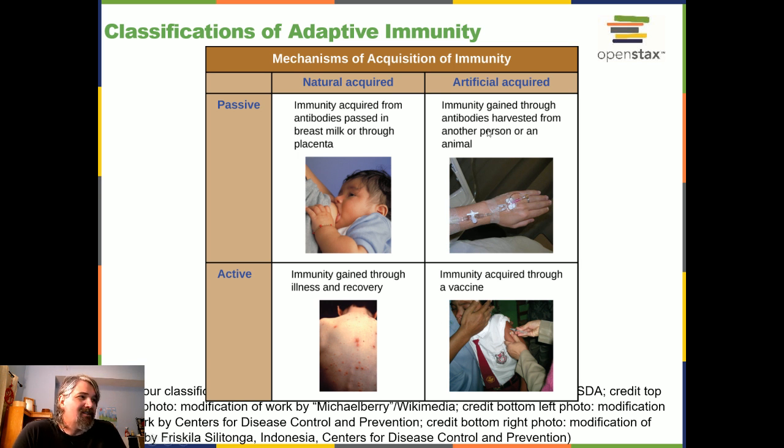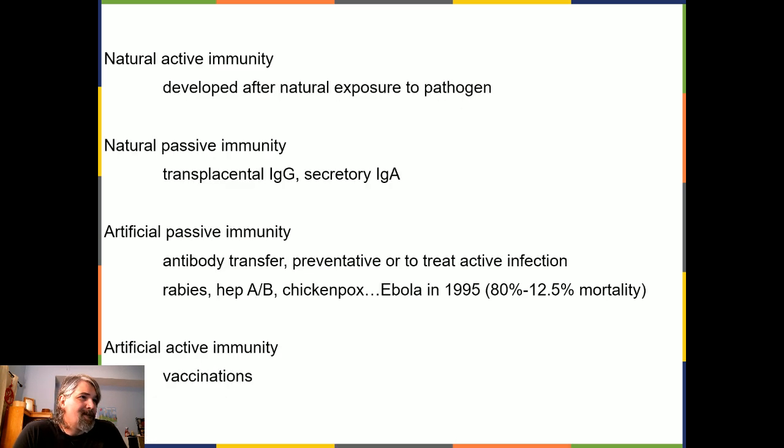And of course, active artificially acquired immunity is through a vaccine. So I think I just mentioned all this stuff. Oh, wait, antibody transfer, right. Rabies, hepatitis A, B, chickenpox, and you can use it for Ebola. In 1995, mortality went from 80% down to 12.5%. And again, that was serum, right?